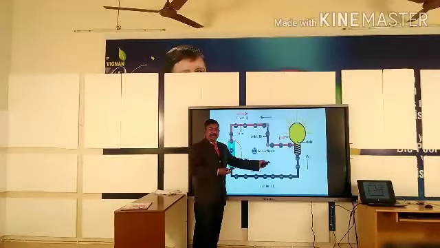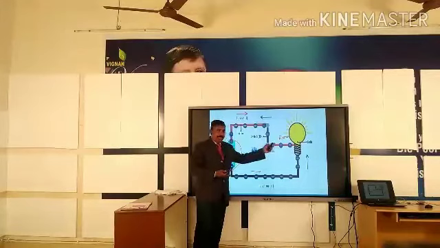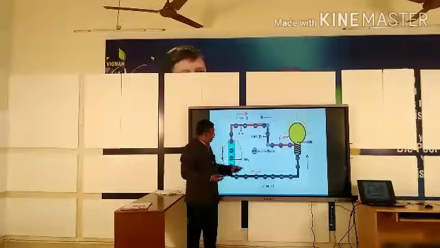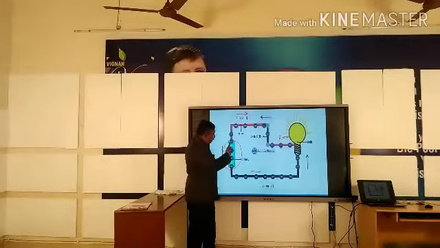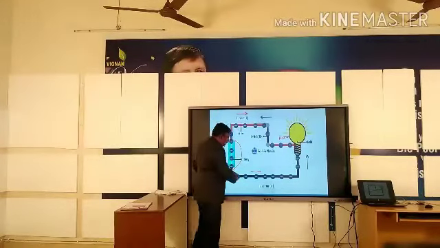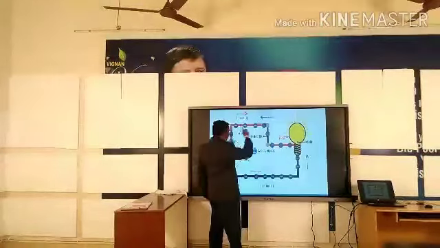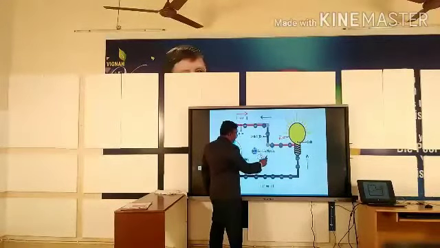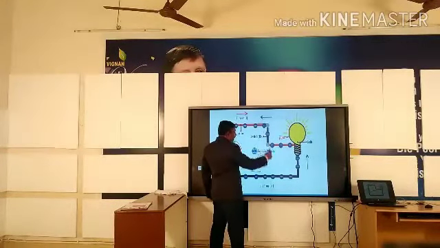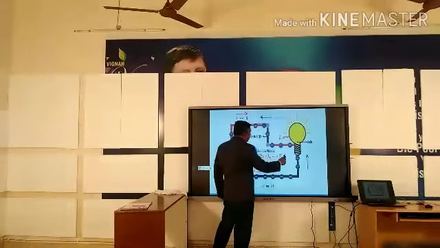How is the bulb giving us light? Because of these charge carriers. How are the charge carriers moving? Because of the battery. So now you can see that it has started from the battery and its journey moves along the path, making a complete circle or complete path. We call this complete arrangement a circuit.